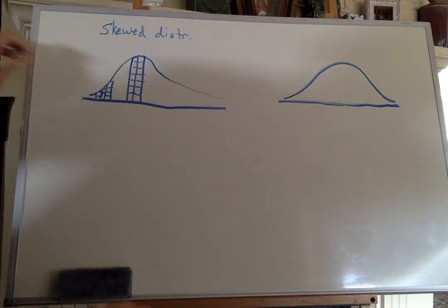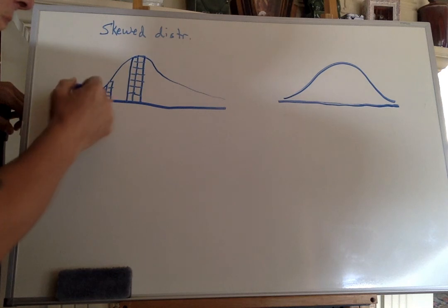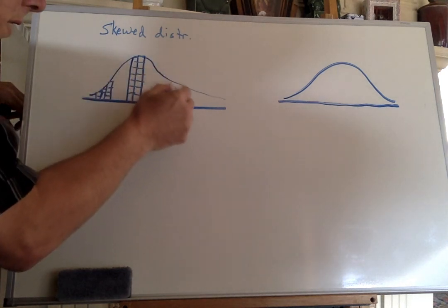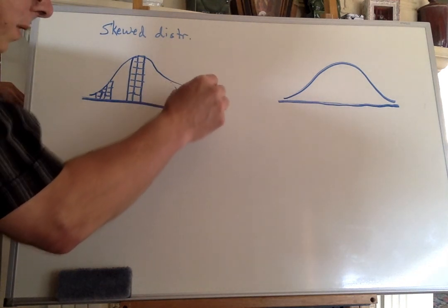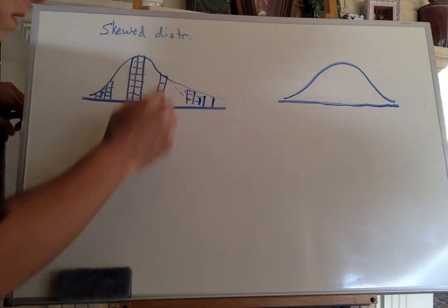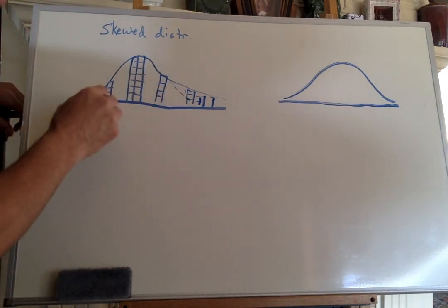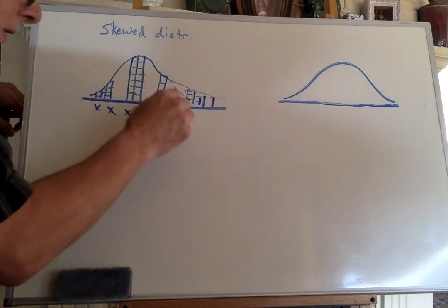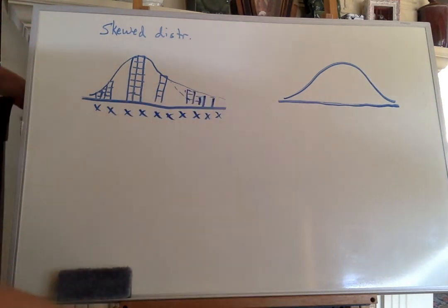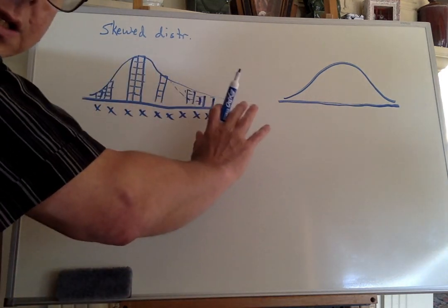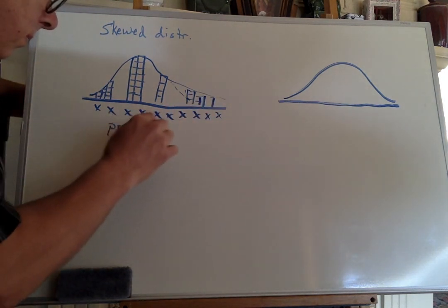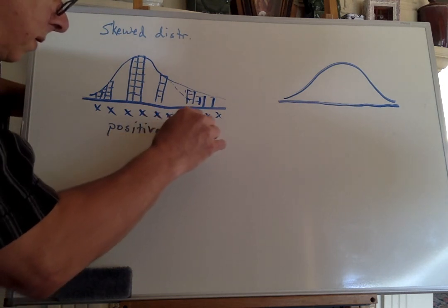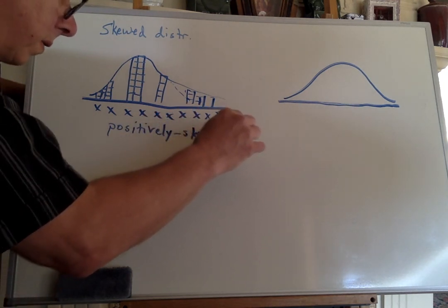And so what do we have? We have a situation where it looks kind of like a normal curve, right? Except we have extra blocks out here. We have extra blocks out here, okay? So these are our x values, right? These are our x values. And when we have a distribution where the tail is toward the right, okay, this is called a positively skewed distribution. Okay.